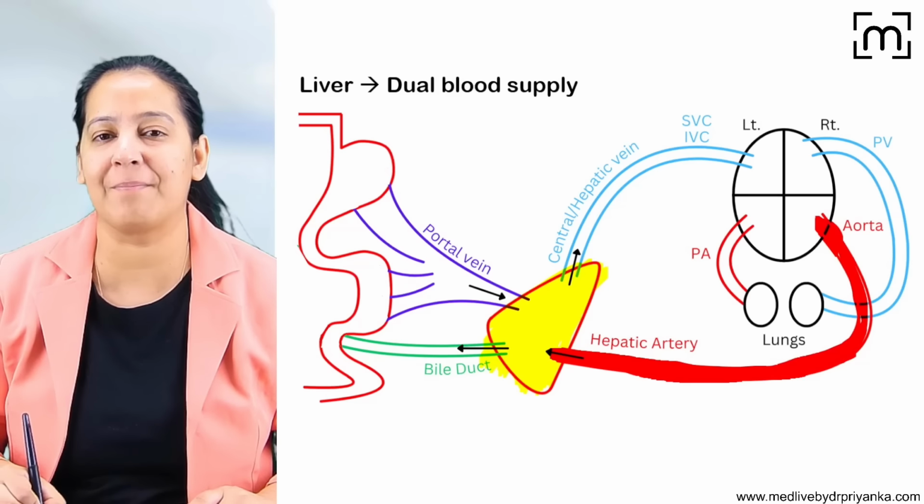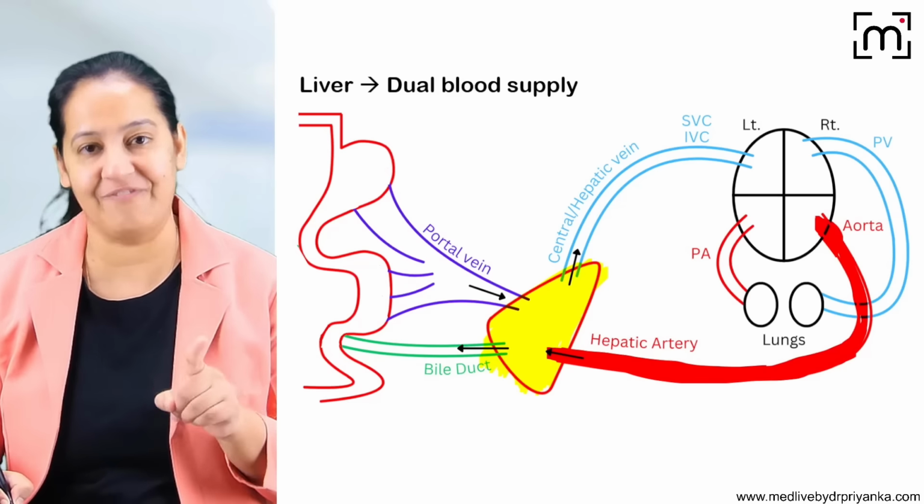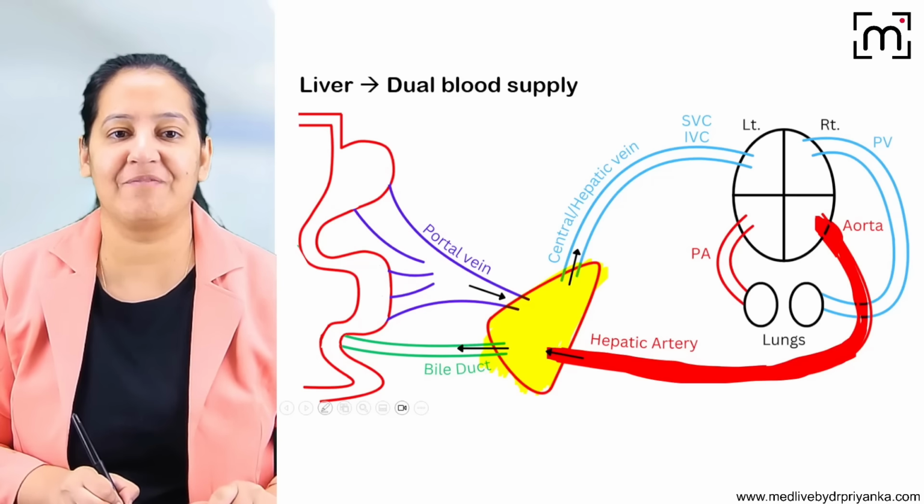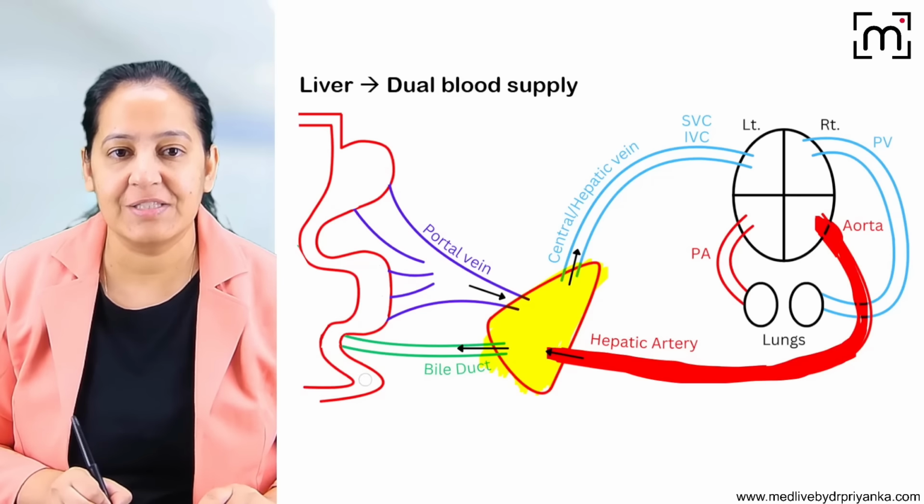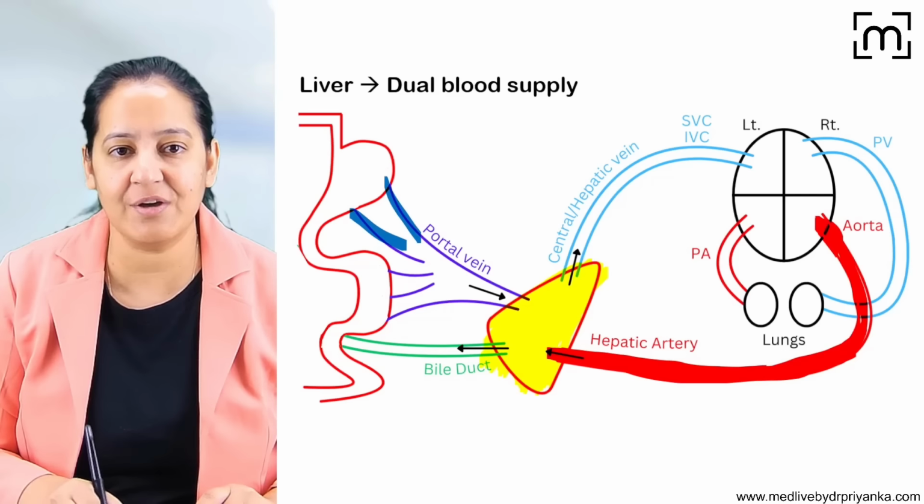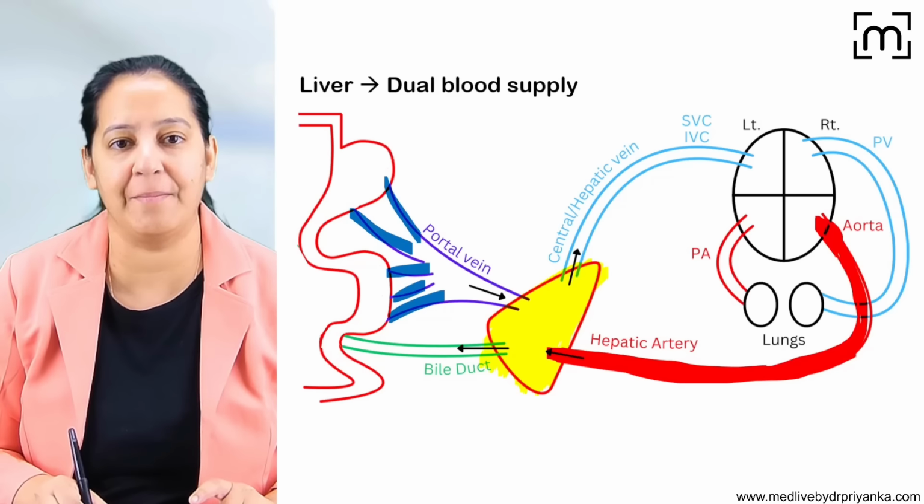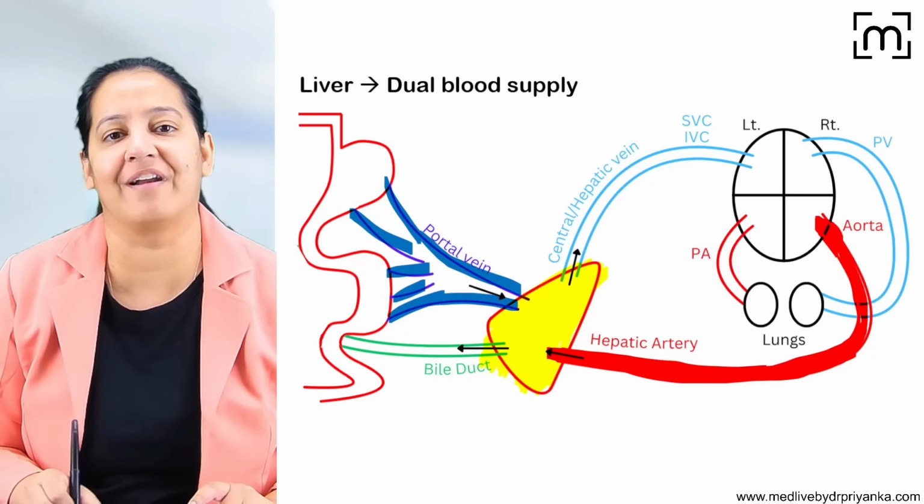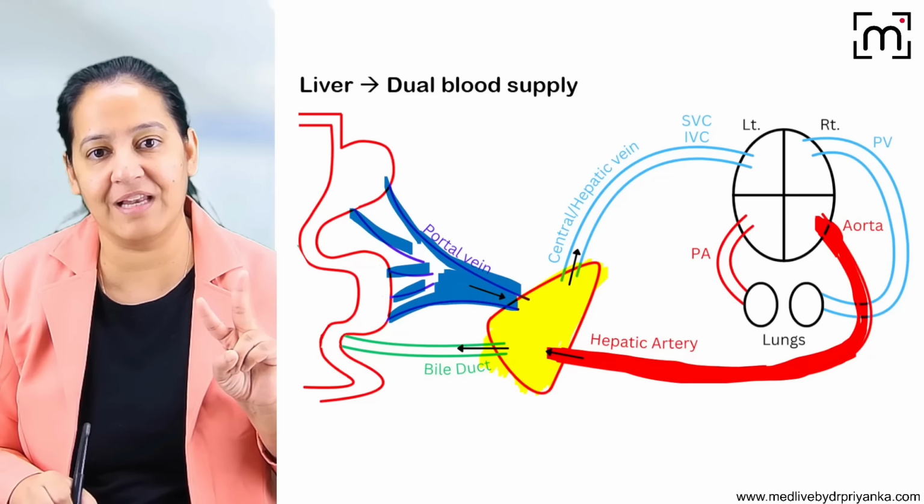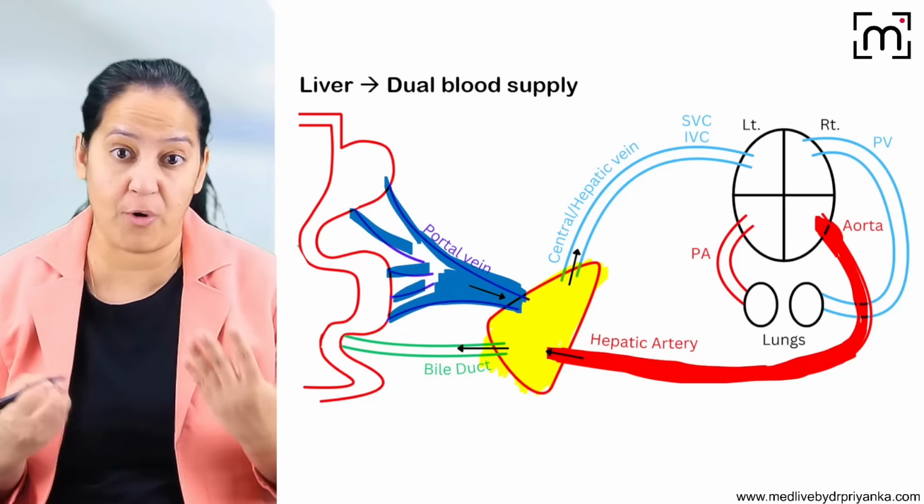So out of the dual blood supply, this is the first blood supply to the liver. Now the second blood supply, have a look on the GIT. The veins of the GIT drain in the portal vein, and the portal vein drains in the liver. So the second blood supply of the liver is the portal vein that contains deoxygenated blood.